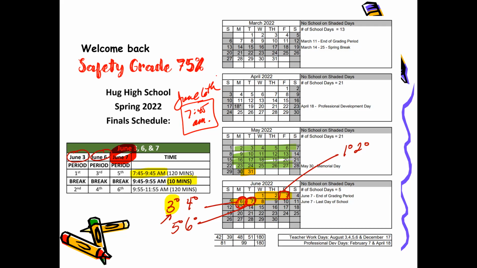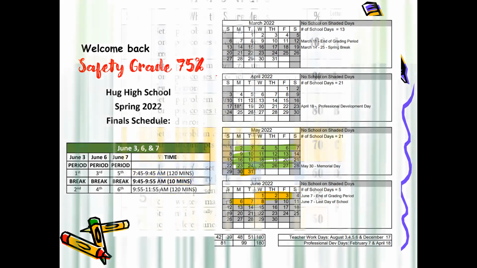That includes all math Excels. It includes any of the assignments that you need to turn in class. It includes any of the note packets that you have not turned in class. Anything that needs to be turned in, June 6th, 7:45 a.m. Pretty finite. Okay, so just want to make sure you guys know that.